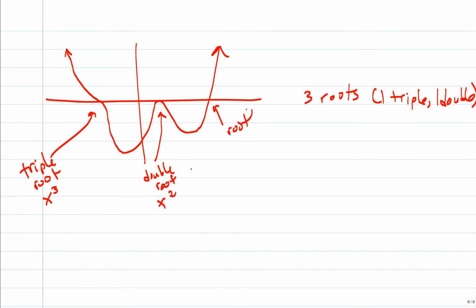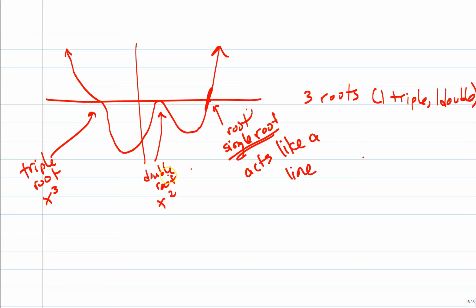If we can have single roots, this is a single root. Why is this a single root? Well, at this point, if I zoom in, it's acting like a line, like an x to the first. If it acts like a line at the root, then it is a single root.